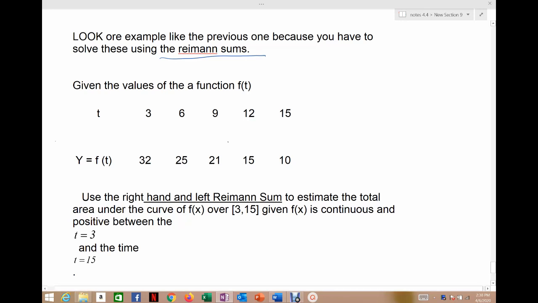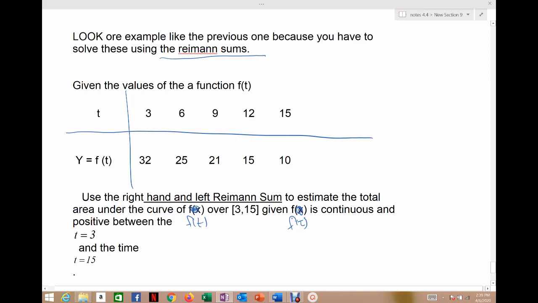Alright, so suppose I have the following information. This is, again, the statistical information that we've gathered. T represents 3, 6, 9, 12, 15. f of t is 32, 25, 21, 15, 10. Use the right-hand and left-hand Riemann sum to estimate the total area under the curve. Should be f of t, not f of x. So f of t from 3 to 15.